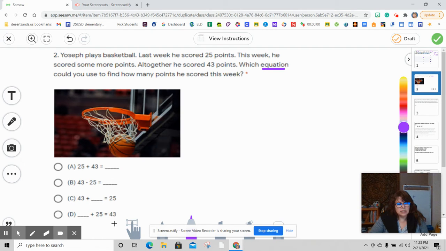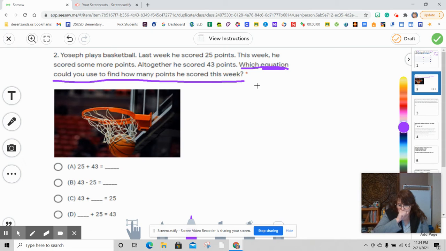So I need to know which of these I'm going to use. Well, let's see. Which equation could you use to find out how many points he scored this week? So that's my question. Now, what information do I know? Well, I know that last week he scored 25 points. And then it says this week he scored some more points.